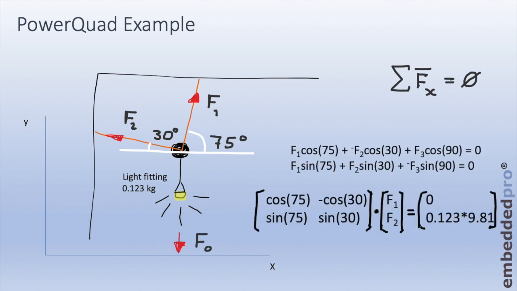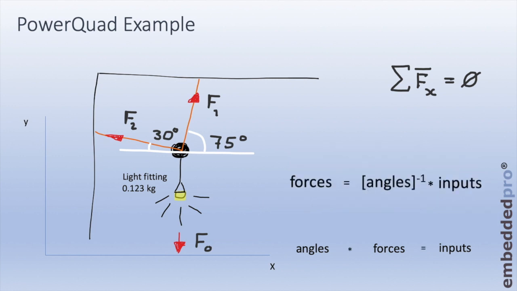We can write the two simultaneous equations in matrix notation. So we have one matrix, which is the angles, another matrix, which are the forces that we want to determine, and these are equal to the forces that we know in the system. I'm going to name the matrices angles, forces, and inputs. And if we multiply through by the inverse of the angles matrix, our resulting matrix equation is: the forces that we want to determine is equal to the inverse of the angles matrix times the inputs.